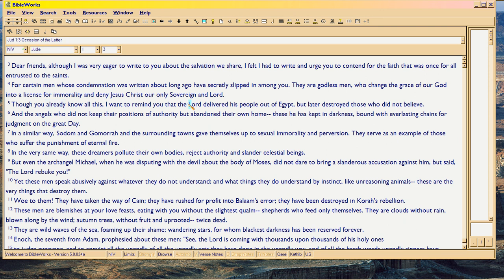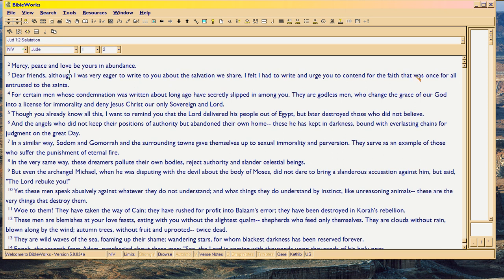But the other texts put once right after Lord, so it would be the Lord once delivered his people out of Egypt. He's making an issue of once. The word is actually just once, but it's an idiom, once for all. In other words, there's only one time it happens, and it never has to happen again. So is he basically telling you that what he's writing is canon by using this term? Or is he making a different point?